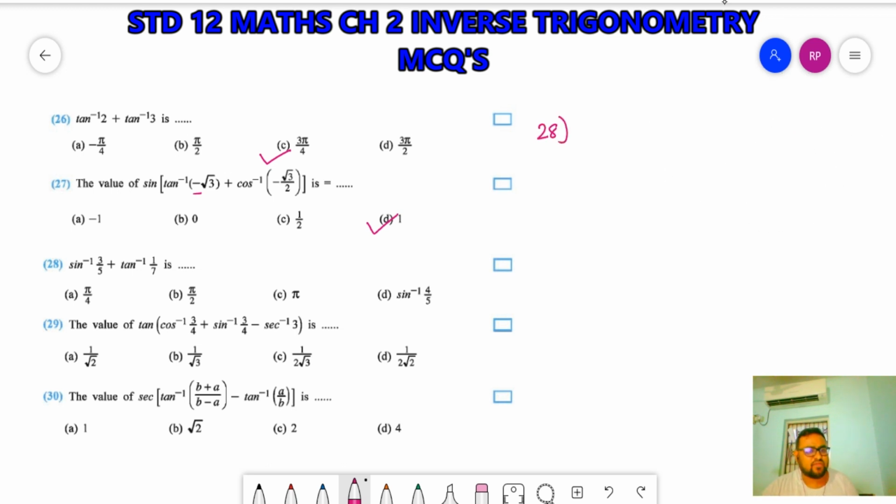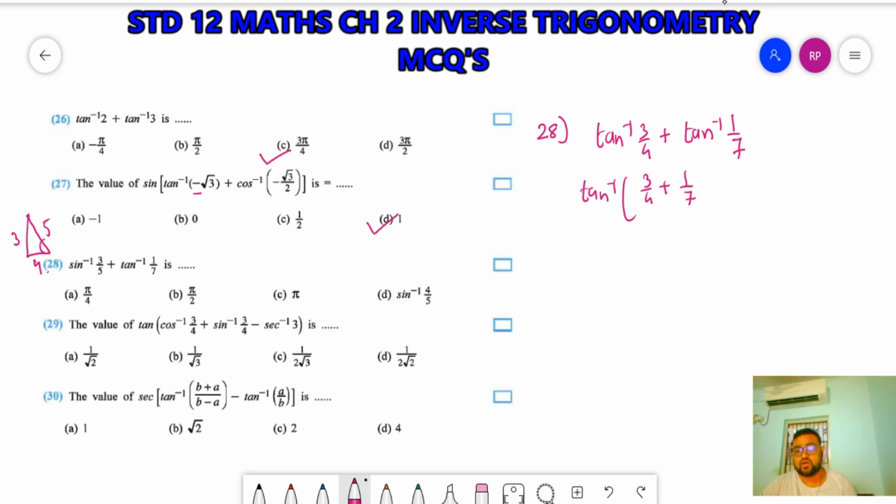28, sine inverse 3 by 5. Okay, so let me convert this into a triangle using Pythagoras. 3 here, 5 here, so this will be 4. Let me draw it properly. 3, 5, so 4. So when I convert this into tan, it will be tan inverse opposite upon adjacent, that is 3 by 4, plus tan inverse 1 by 7. Now I will use tan inverse of (3 by 4 plus 1 by 7).